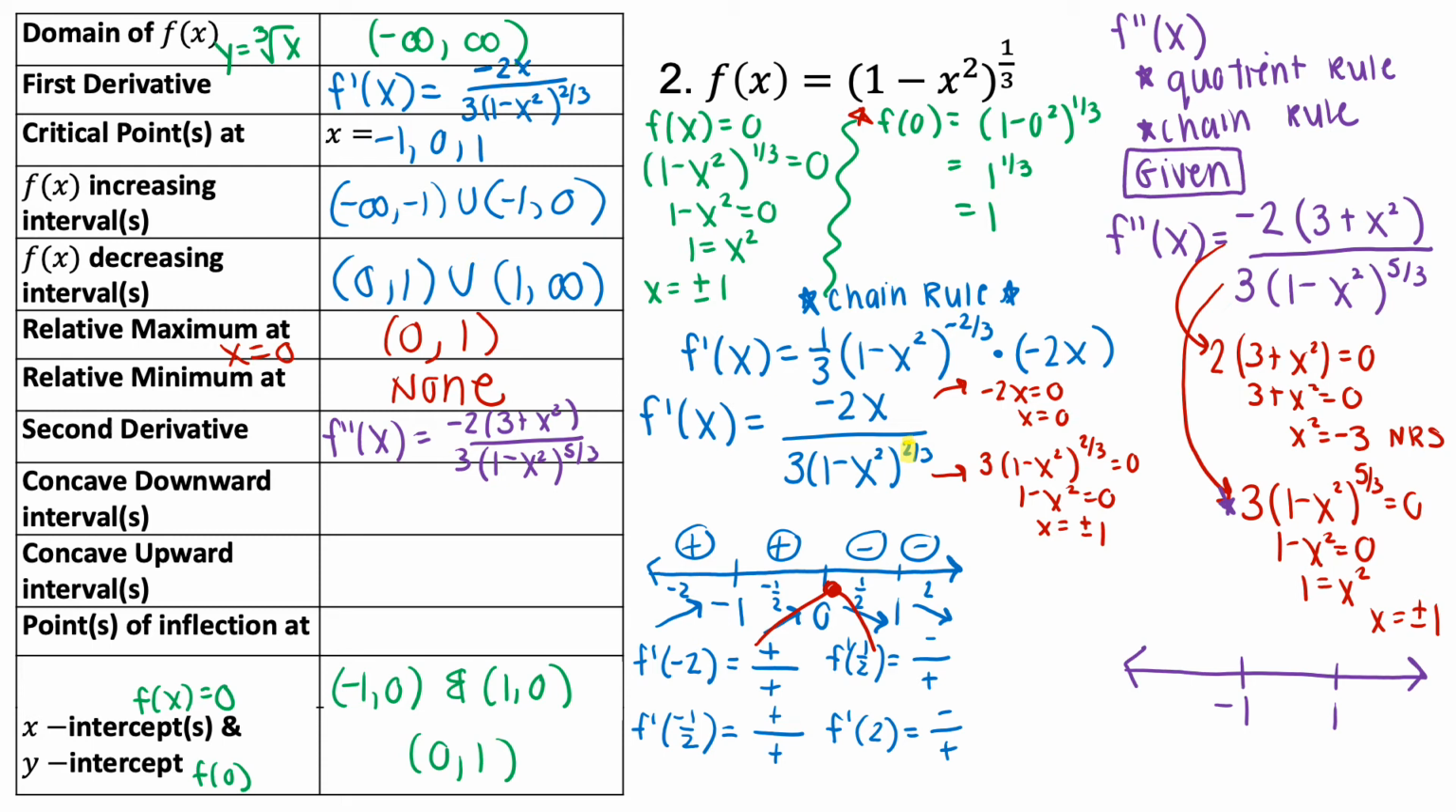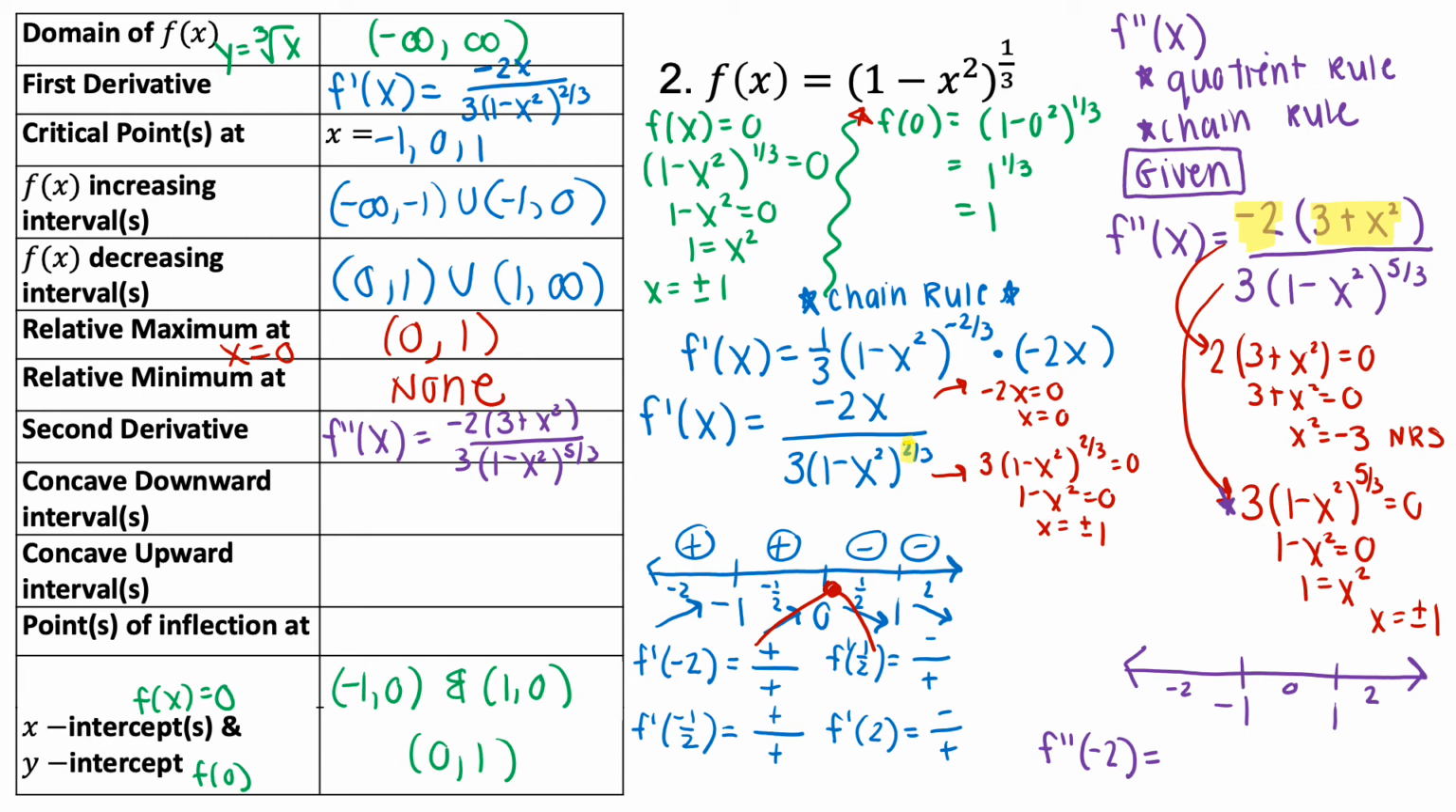Okay, so from here, evaluating our second derivative, we want to talk about concavity around -1 and 1. Let's do -2, 0, and 2. So when I go to plug in f double prime of -2, just like I did with my first derivative, I only really care about my signs in my numerator and in my denominator. Looking at the numerator, we have a negative value times 3 plus something squared.